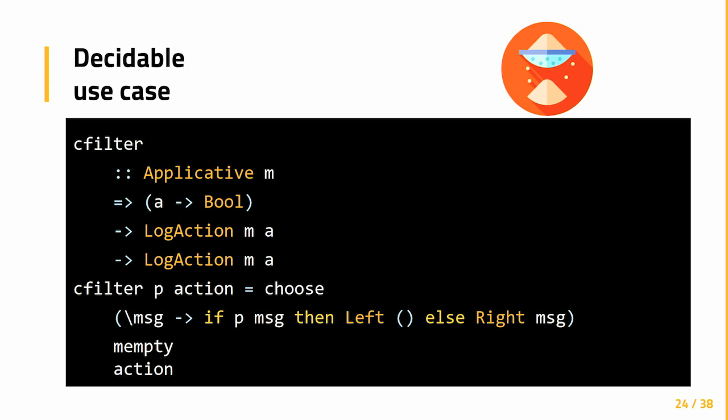OK, so how can it be useful? We can actually implement our filtering function using the Decidable type class. So the type is the same, and the behavior is the same, but the implementation is different. We can use choose to say what the message is going to do.